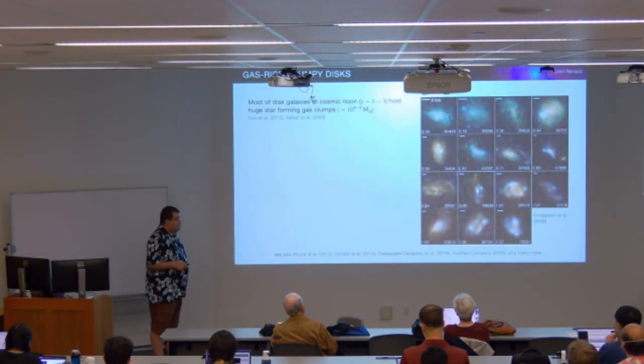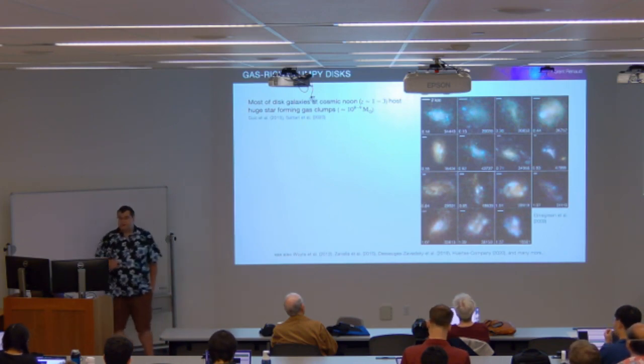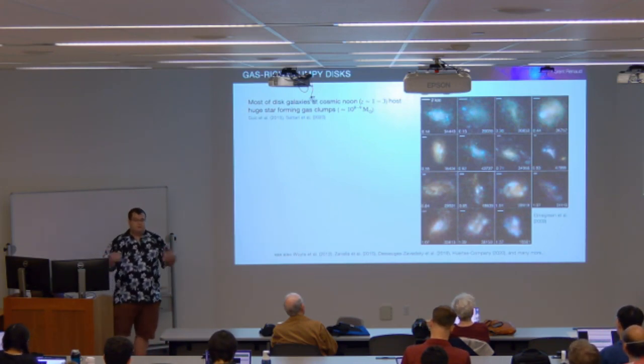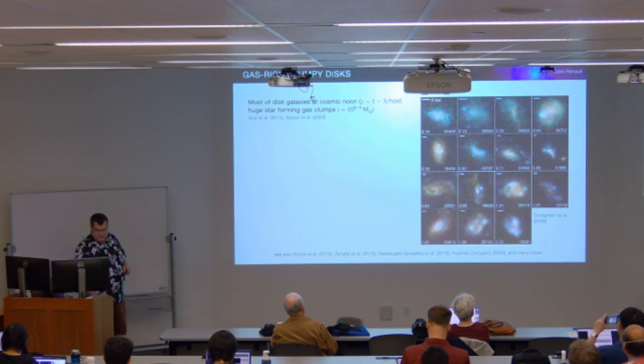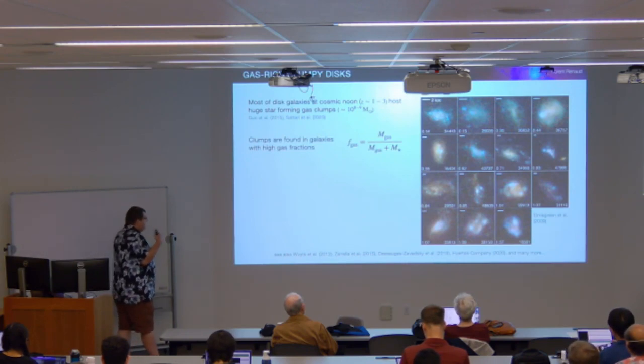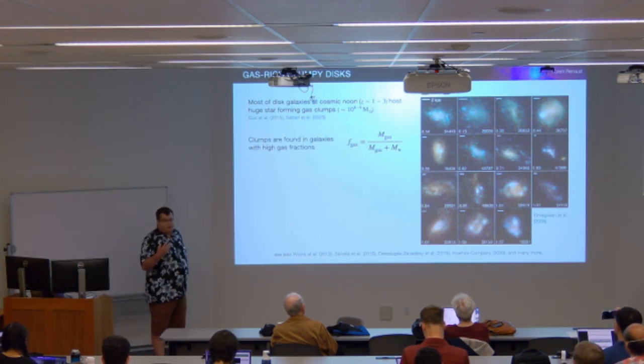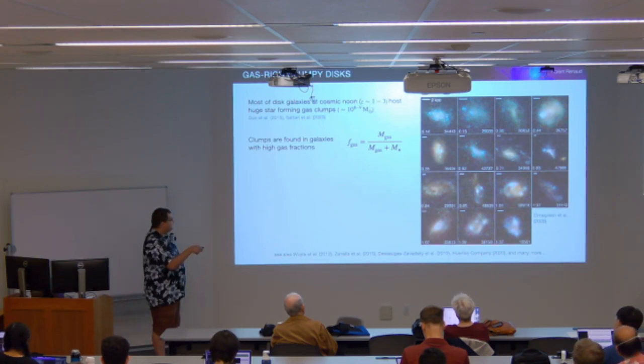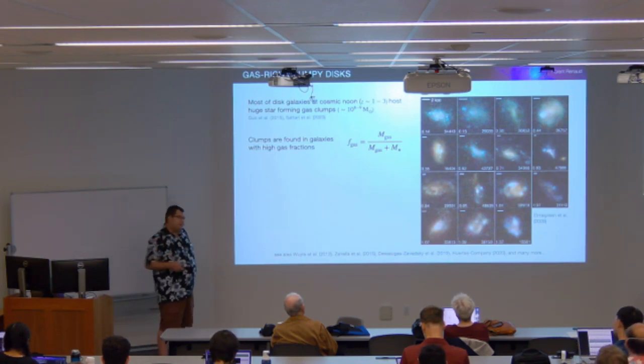One of the keys to solve that, maybe, is to look at, as Aaron said, clumpy galaxies. And knowing that most of these galaxies around cosmic noon host huge, massive clumps of gas, and they shine in UV because they are forming stars. We noticed since then that the clumps are found in galaxies with a high gas fraction. And for the rest of the talk, I will use this definition for the gas fraction: mass of gas divided by total baryonic mass.